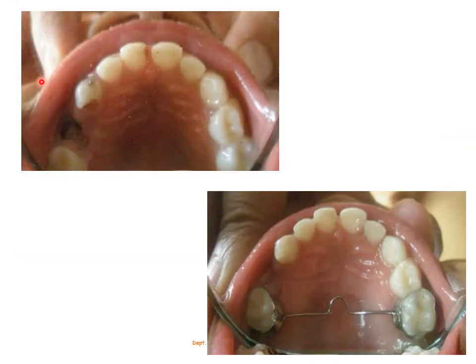As you can see in this case, there is a single tooth which is missing, a unilateral loss, not on both sides. In such a case you can give a transpalatal arch appliance. But if, instead of unilateral, there was bilateral loss of teeth, then our appliance would have been changed and we would have given a Nance arch appliance.